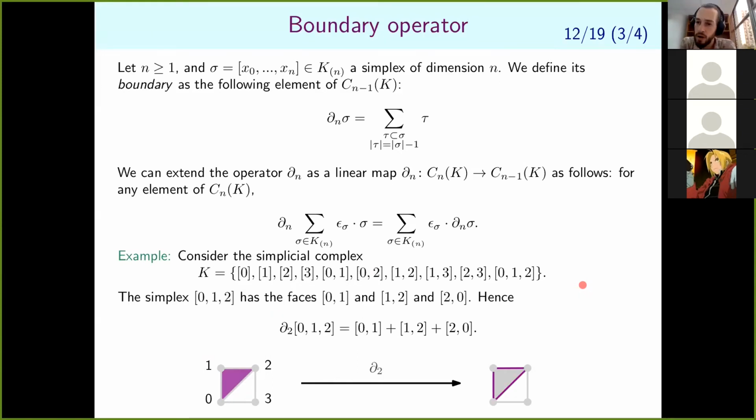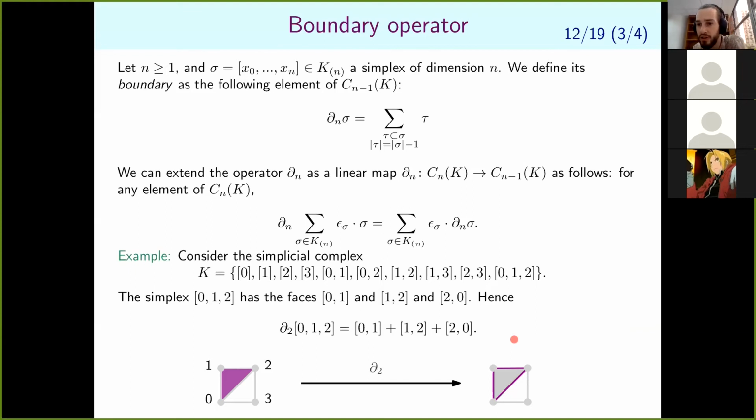All right, last example of dimension 2. I take the triangle, the simplex 0, 1, 2. It has 3 faces of codimension 1, the 3 edges, 0, 1, 1, 2, 2, 0. And the boundary of the triangle is the sum of the edges. Okay.